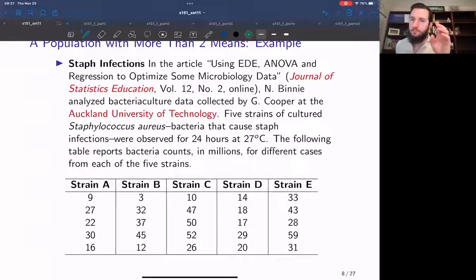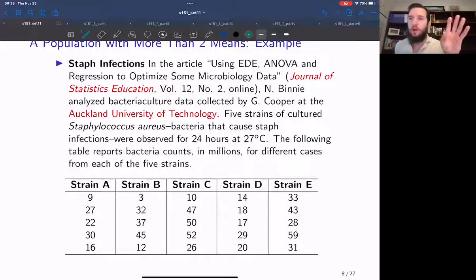With the one-way ANOVA, our goal is to make a global comparison among 3 or more means at the exact same time. So for example, on slide number 8, we have a data set where 5 strains of a cultured bacteria that cause staph infection were observed for 24 hours, and the total bacteria counts for each strain were counted. So we have strain A, B, C, D, E. For each strain, we have different bacteria counts. And the question that we want to answer is, is there a difference in the average bacterial count across all of the strains?